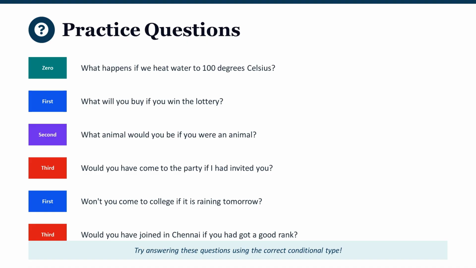Now it is time to practice. Let us go through some questions. Question 1 is a zero conditional question. What happens if we heat water to 100 degrees Celsius? Think about it. The answer is, it boils.